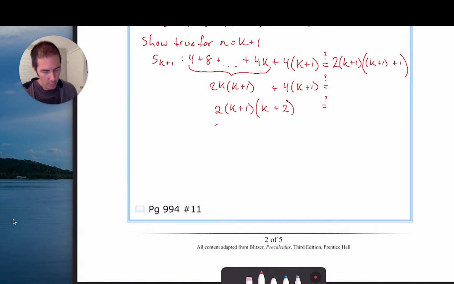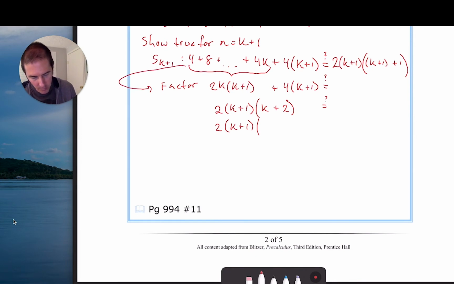And wouldn't you agree, if you need to pause and make sure that you're on board as of that last line, 2k plus 1, k plus 2, as long as you're okay there on the factoring, because that's what we did. And in order to go from this line down to this line, we use substitution. Actually, I'm going to write use assumption.